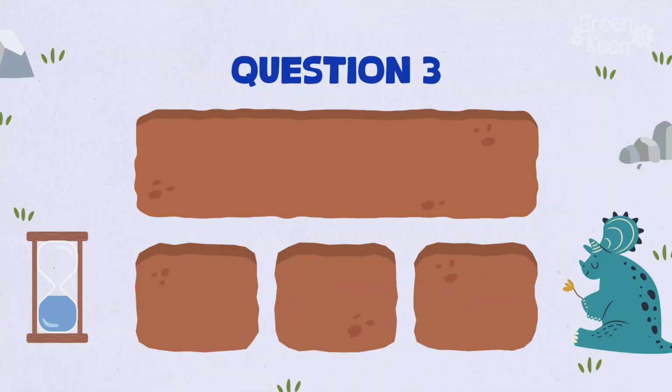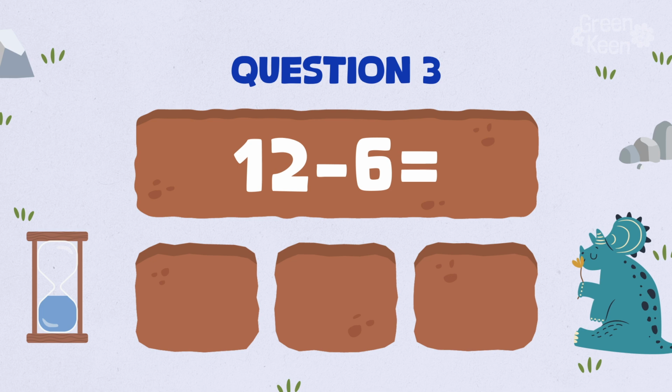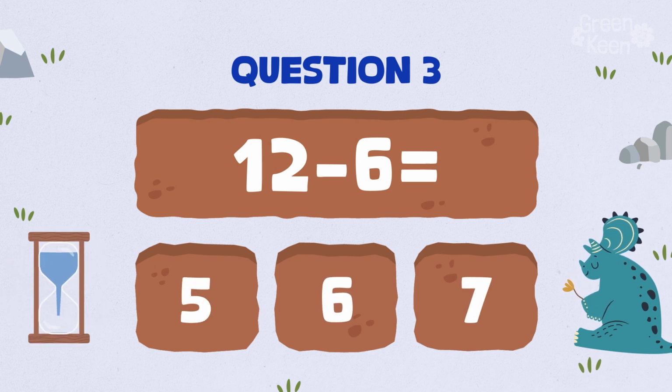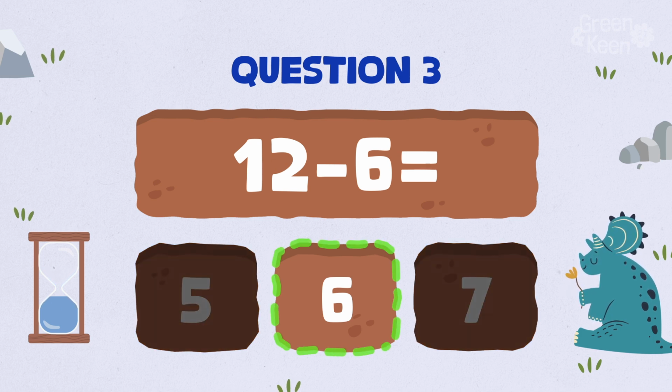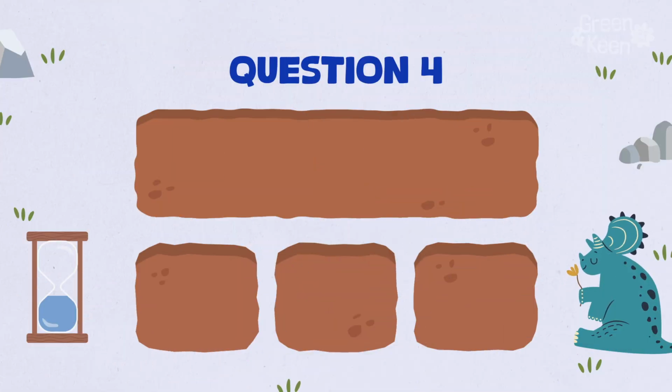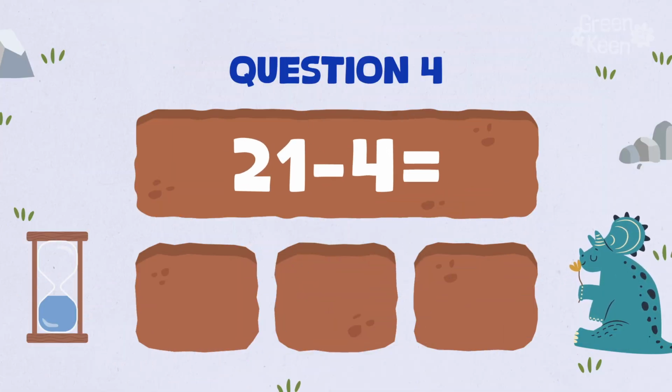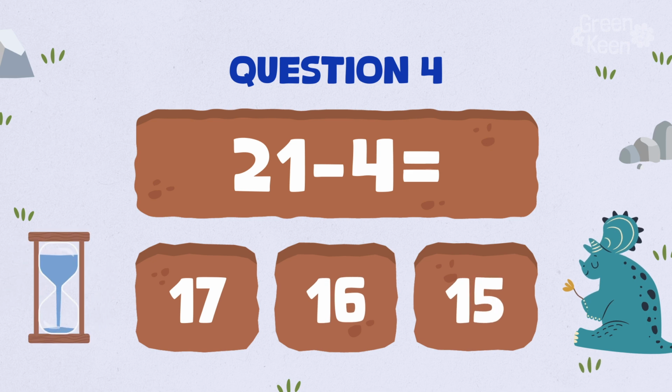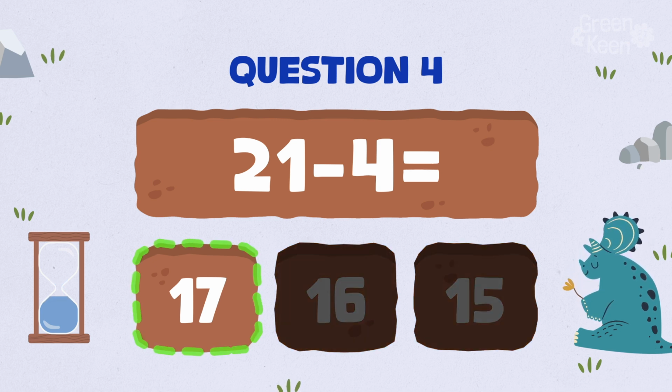5. Question number 3. 12 minus 6 equals... The answer is 6. Question number 4. 21 minus 4 equals... The answer is 17.